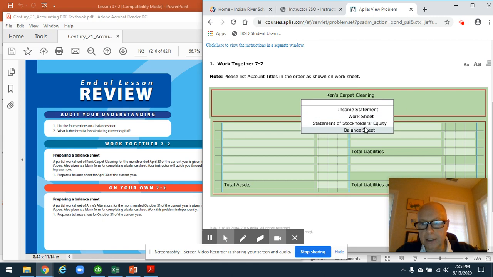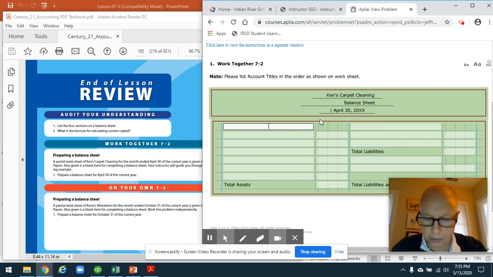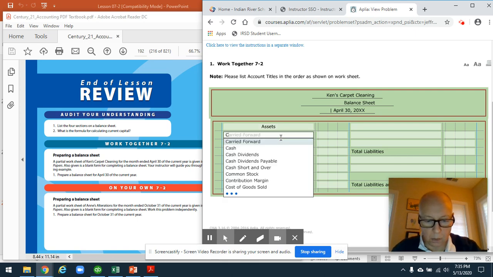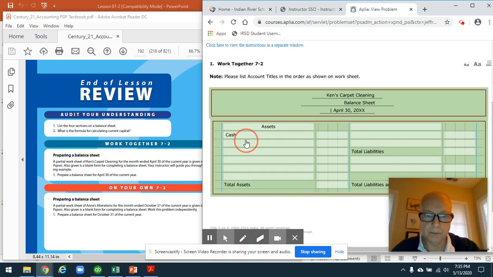So Ken's Carpet Cleaning. This is a balance sheet, and it's for April 30th. Okay, so what do we put here? Well, our first, see, I don't need the book for this. It's assets here. And cash is always king, so I know cash goes first. And then what we got? Petty cash.